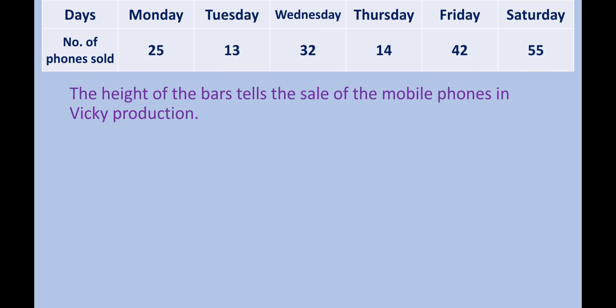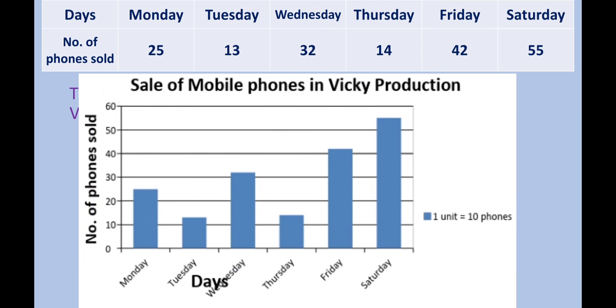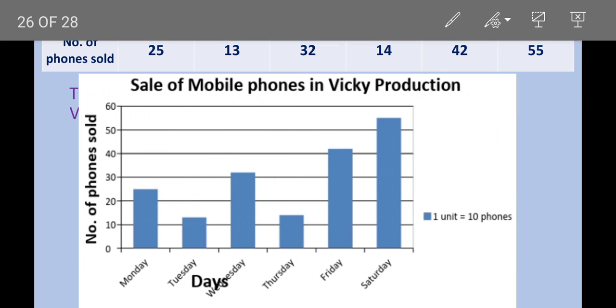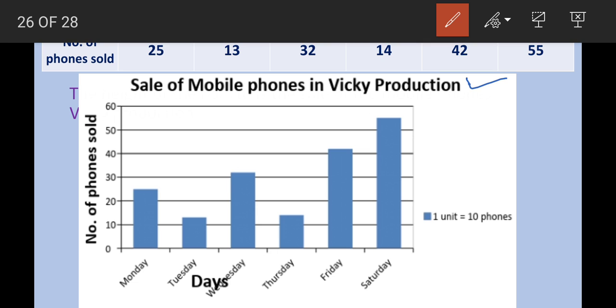And one more thing is the height of the bar tells the sales of mobile phones in Vicky production in each day. Okay, on Monday it is 25, Tuesday it is 13. So each bar represents the number of mobile sales on a particular day, as I have already told in our second slide. So the sales of mobile phones in Vicky production, this is the title.